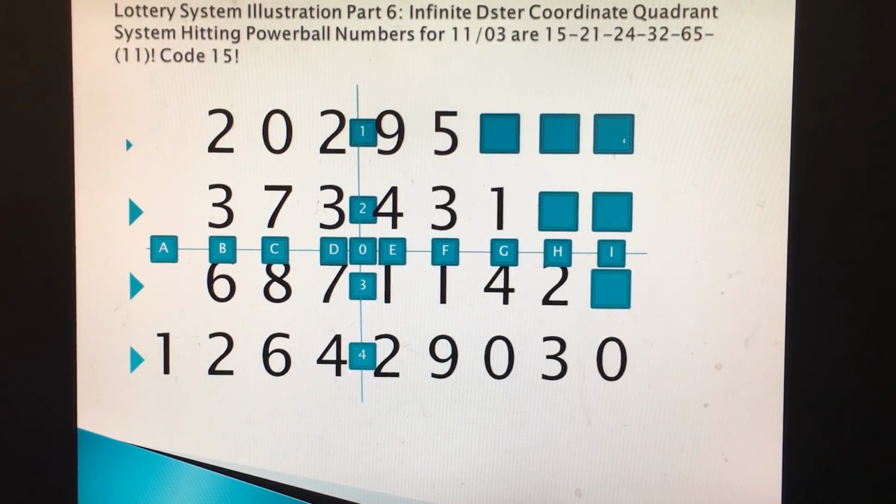Now the lottery system illustration part 6, using the infinite Dster coordinate quadrant system. The Powerball for the third draw are 15, 21, 24, 32, 65, and Megaball 11. The code for that draw was code Dster 15.